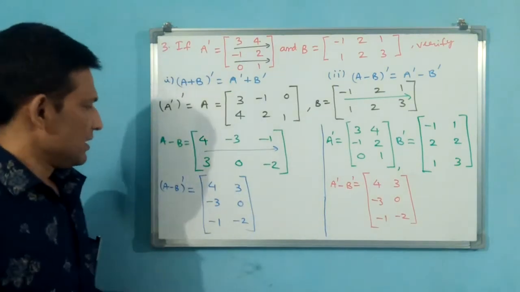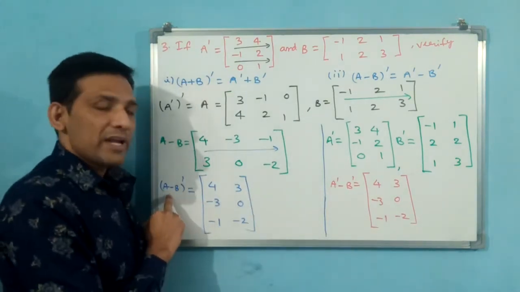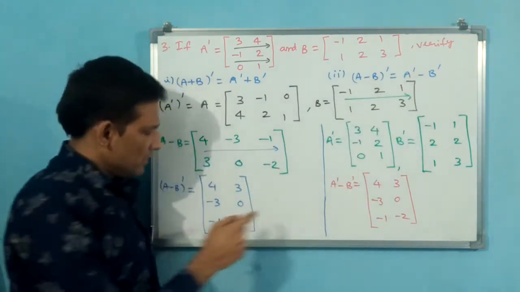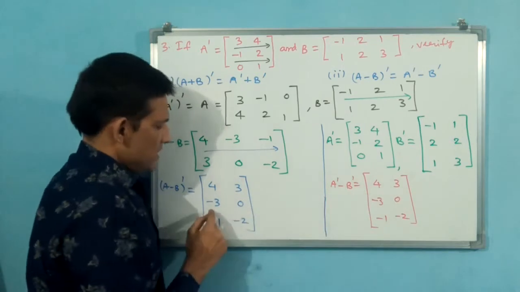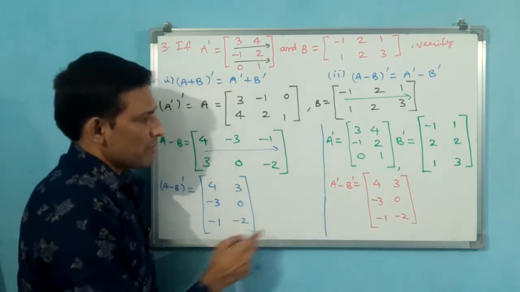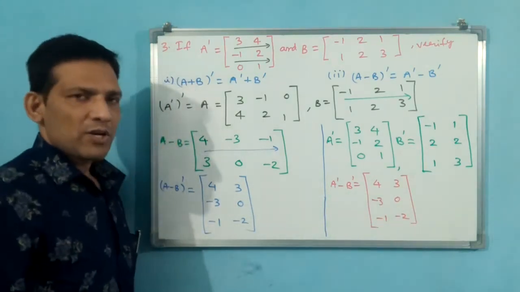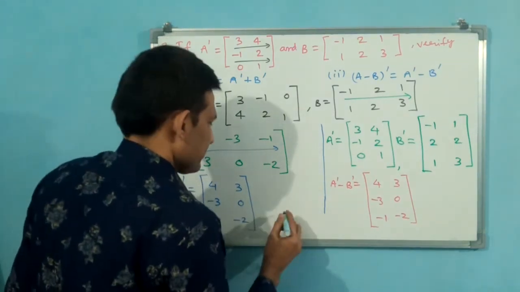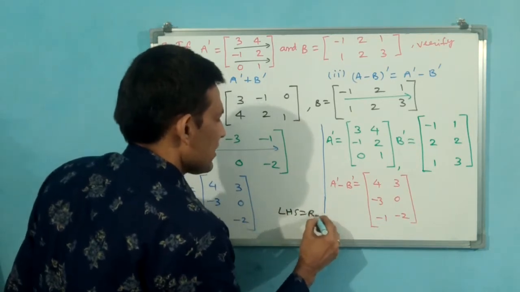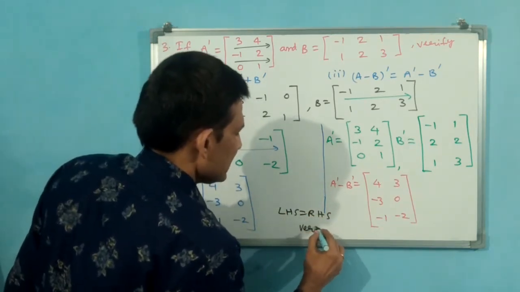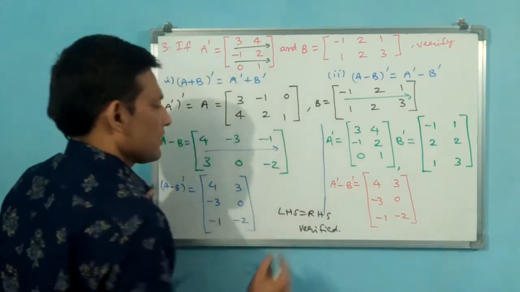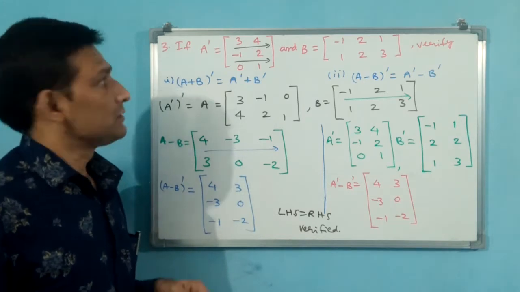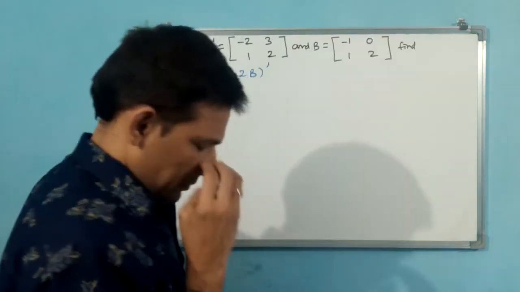Okay. Now you compare these two. A minus B whole transpose, A transpose minus B transpose. 4, 3, 4, 3. Minus 3, 0, minus 3, 0. Minus 1, minus 2, minus 1, minus 2. Then what you have to write? You have to write LHS is equal to RHS verified. Write down. LHS is equal to RHS verified. Okay. Now we have finished or completed third question also. Let us go for fourth question.